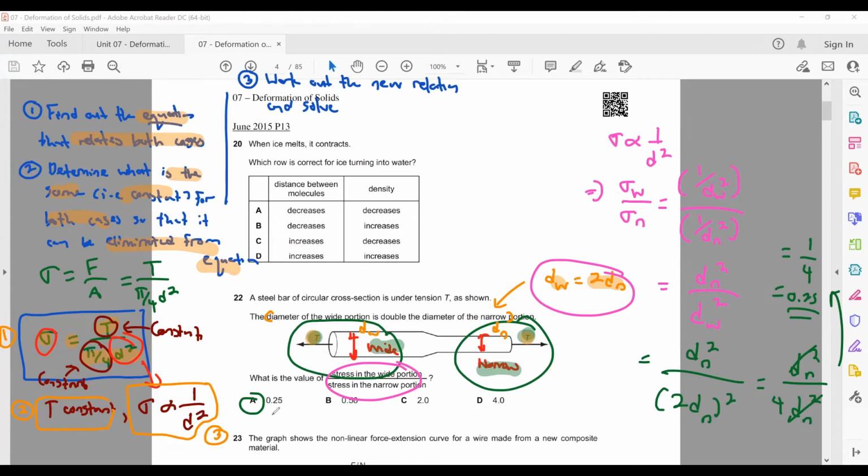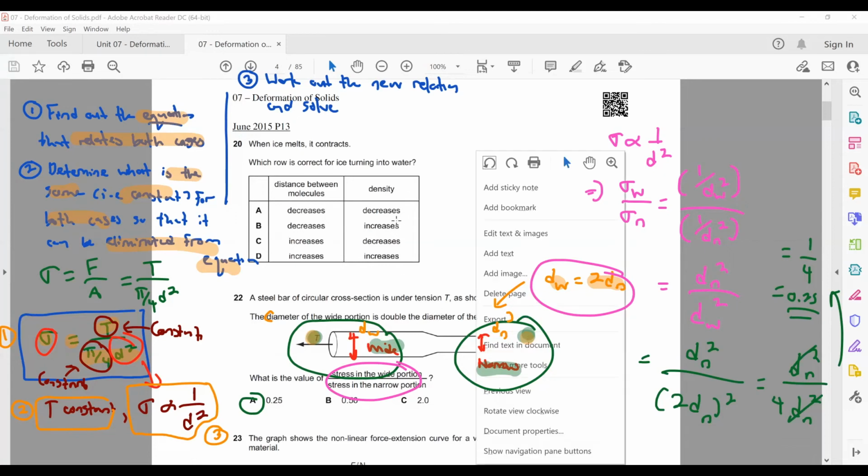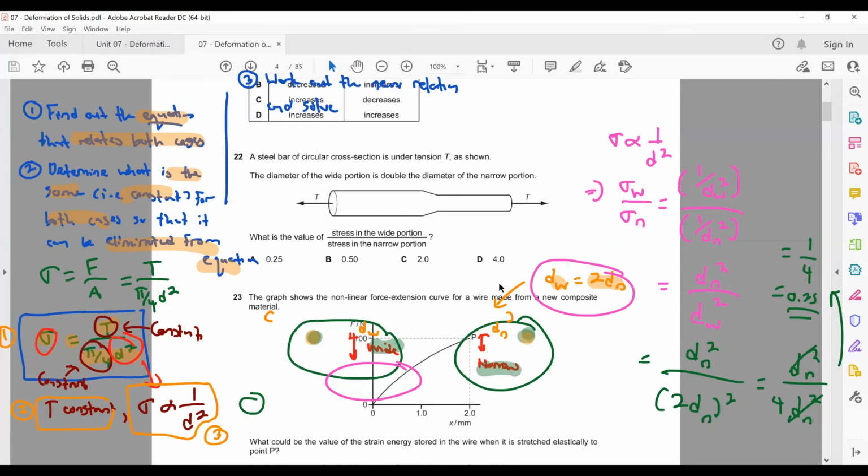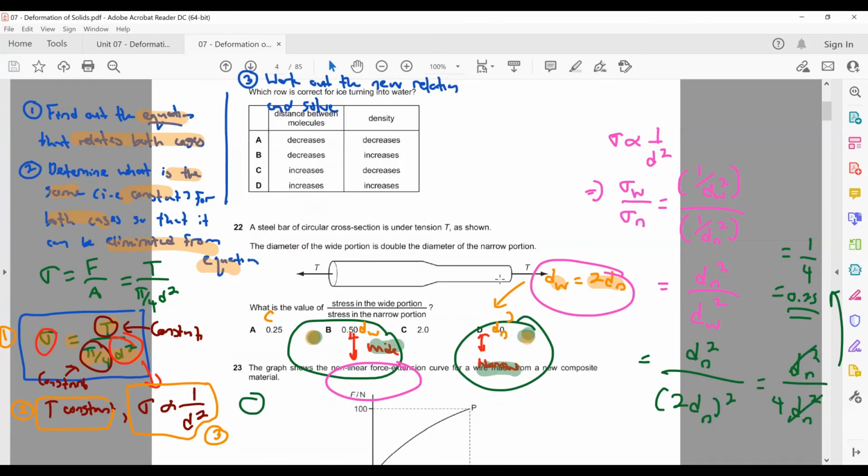Okay, so this is the way you will do this question. The answer is A, because this is 1 to 4, so 0.25. Okay, so this one is fine. Then I'll move on to the next question.